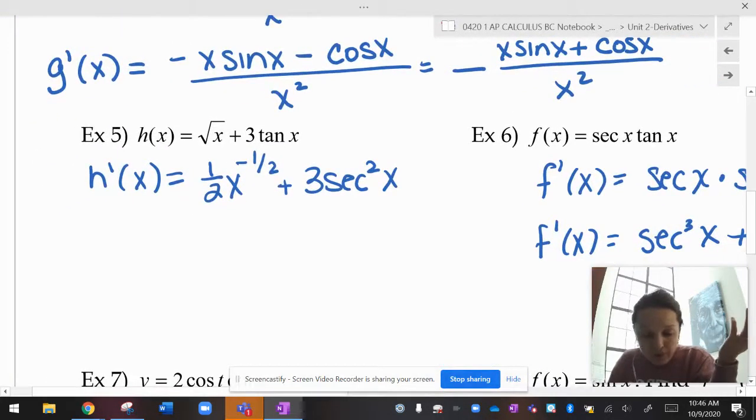All right, now number 5, this one, pretty straightforward. 1/2 x to the negative 1/2, and the derivative of tangent is secant squared, and the 3 just stays in front.